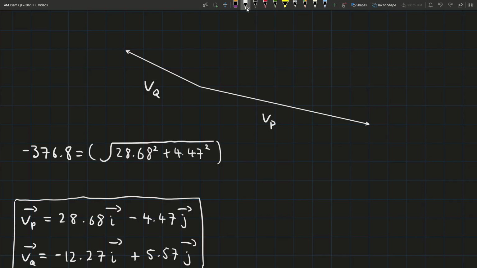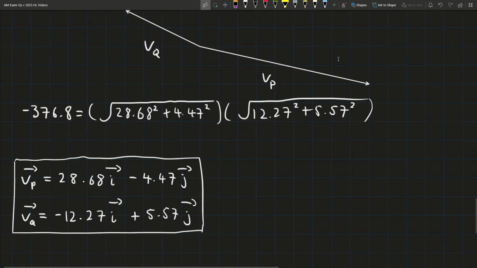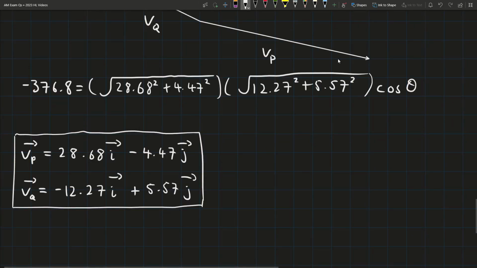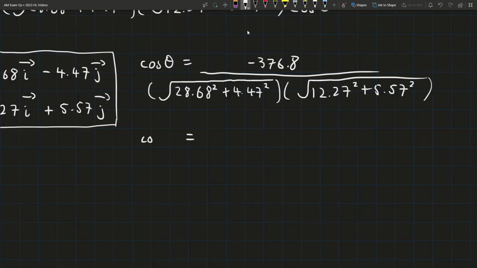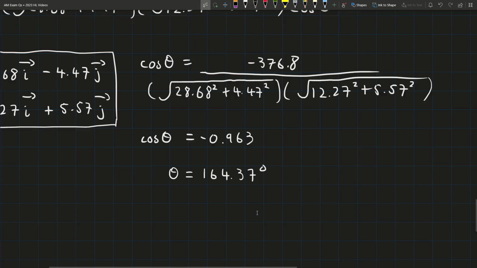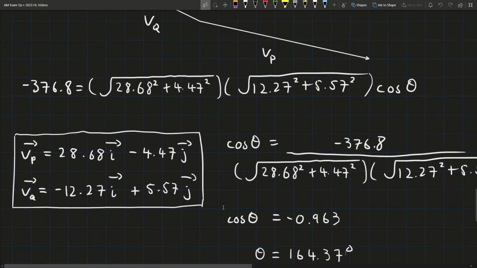Now we just do the same for Vq. So we're going to have the square root of 12.27 squared plus 5.57 squared. And then remember, it's the two magnitudes times the cos of the angle, so we'll times cos theta. Now, if we divide both sides by these two big square roots, we'll get cos theta equals minus 376.8 over this big thing. If you put that into your calculator, you'll get cos theta is equal to minus 0.963 approximately. Then to find theta, you just do the cos inverse on both sides, and you get theta is about 164.37 degrees. This is going to be the smaller of the two angles between the vectors.